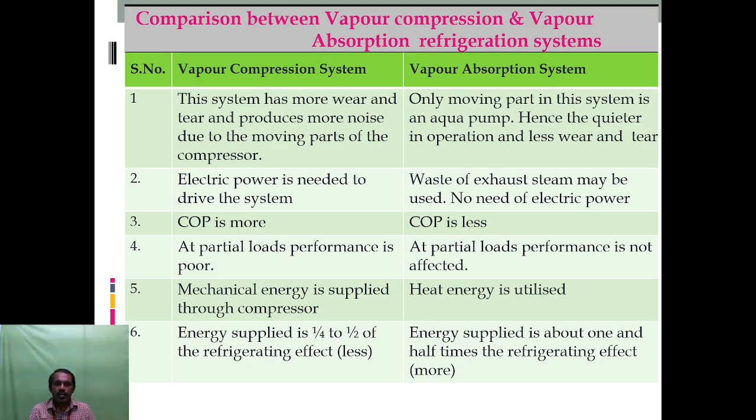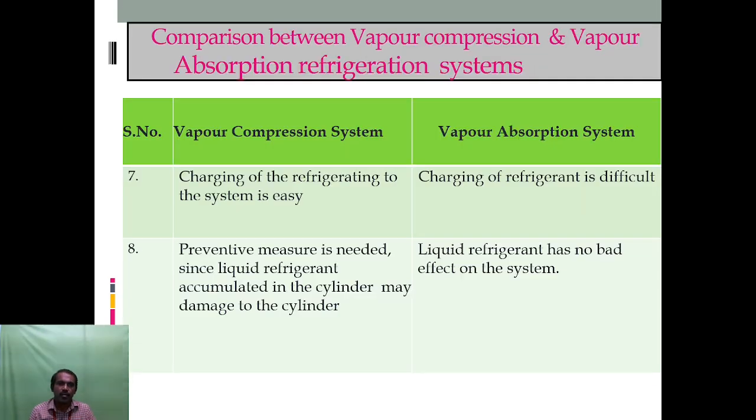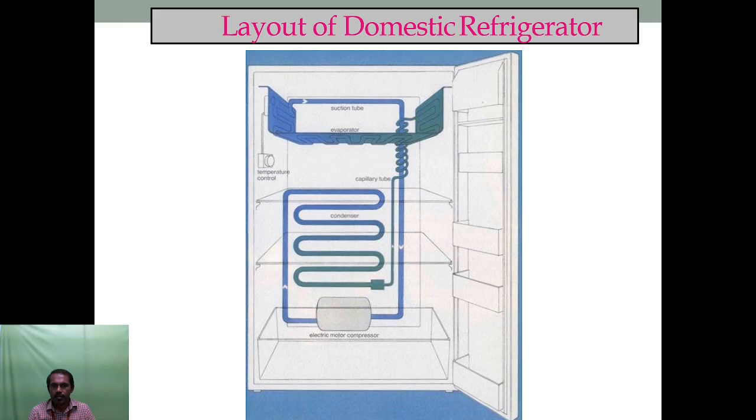Mechanical energy is supplied to the compressor, while here heat energy is supplied. Energy supply is different and the refrigeration effect is less. Changing the refrigerant in the system is easy in one and difficult in the other. For the compressor, preventive measures are needed, since liquid refrigerant accumulated in the cylinder may damage the cylinder. It has no bad effect on the absorption system.